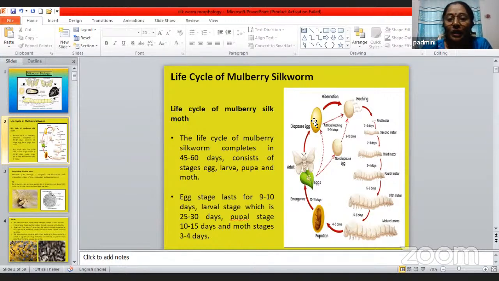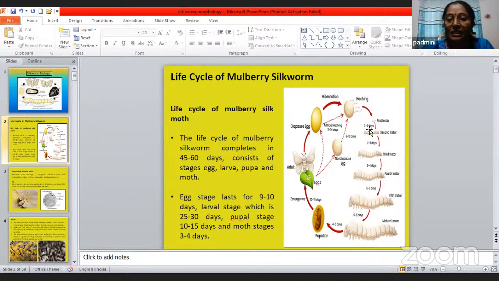At this point, we can also induce them artificially to hatch if we want to speed up the process, because hibernation can take place for months together, which will delay our production of silk. So artificial induction is done so that the eggs hatch immediately. And once the egg hatches, it is called a first instar larva. The first instar larva, through molting, undergoes 4 molts, and then the last instar larva is what you call the 5th instar larva, which is a mature larva.